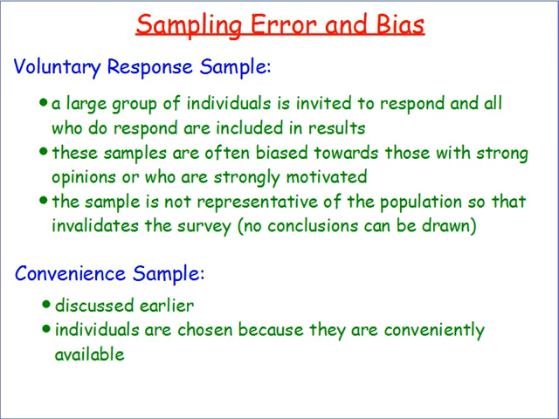The next type of sample that can cause bias is the one that we talked about. Convenience sampling is terrible, okay, because people are chosen conveniently. You're not getting a good representation of the entire population.